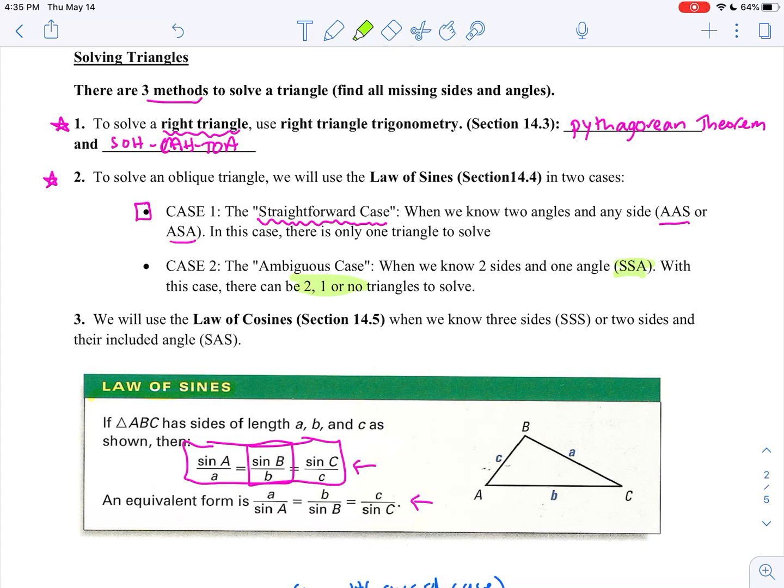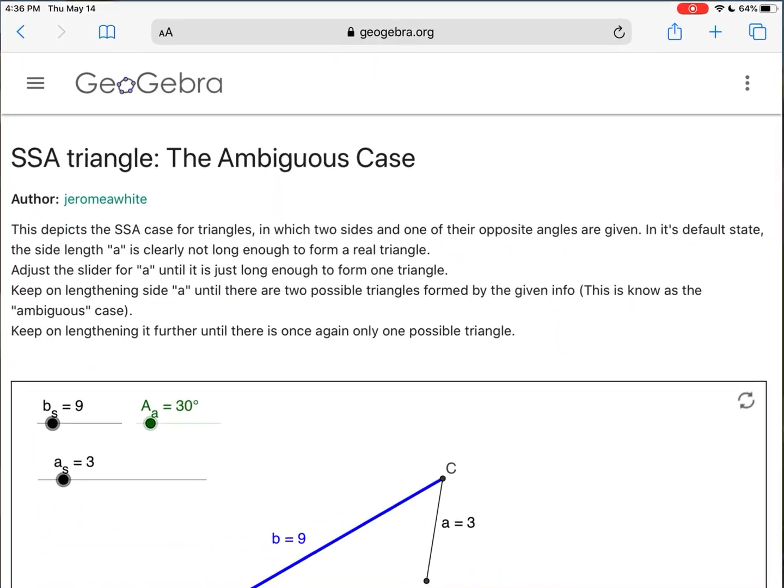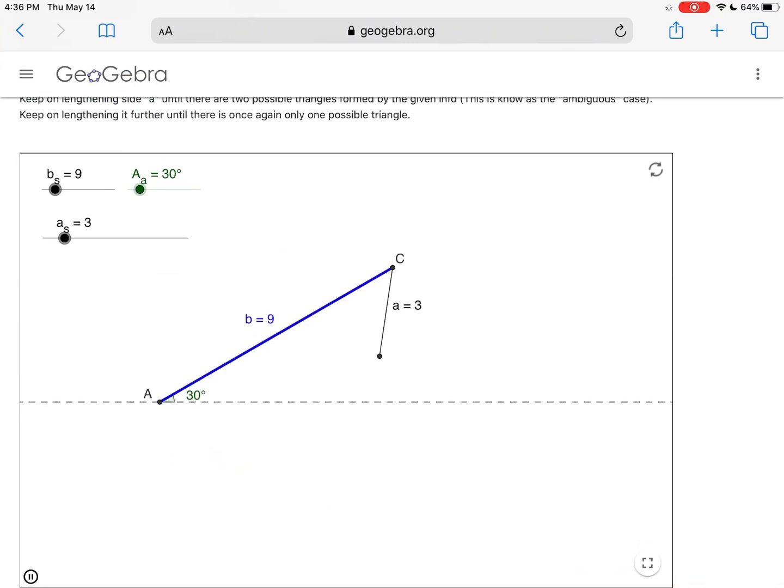So to illustrate this, I had linked an applet on the agenda that I'd like you to open up. I'm also going to simultaneously open up that applet and then just give you a visualization of what it means to have two triangles, one, or none. So remember that you're given a side and a non-included angle. So let's go ahead and pull up the triangle here.